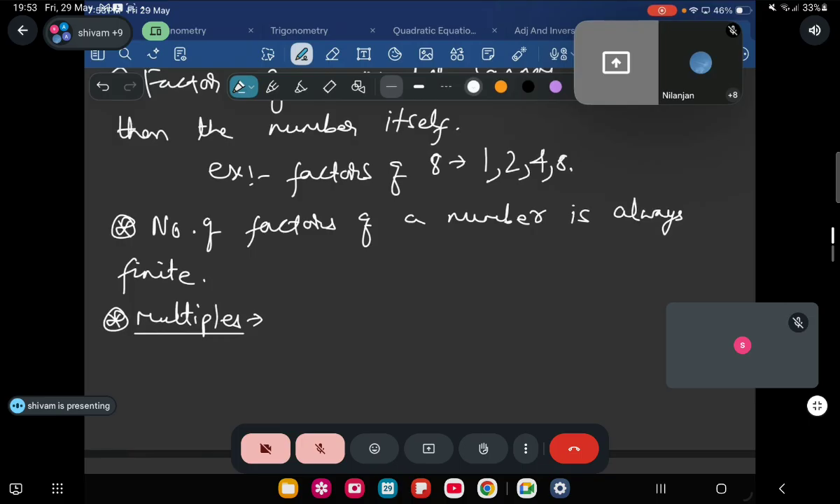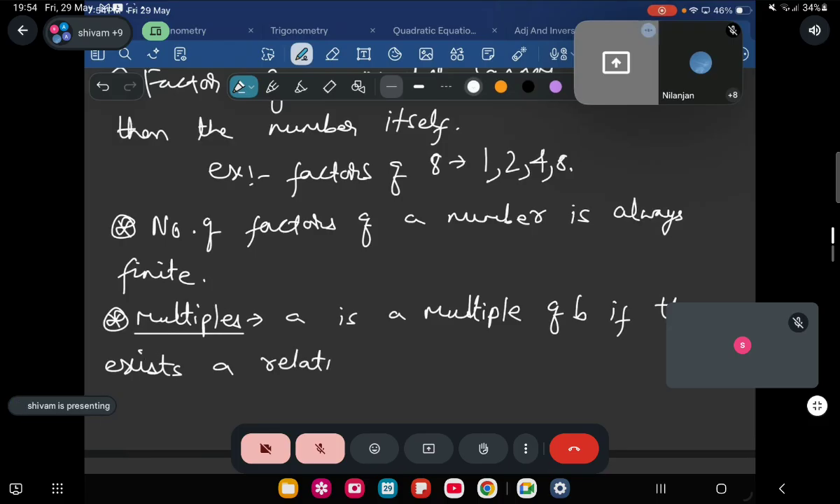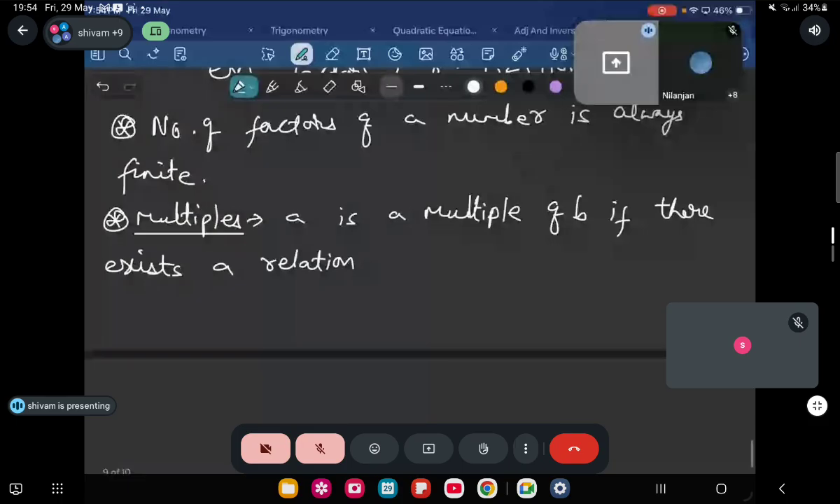Multiples. A is a multiple of B. When can we say A is a multiple of B? If there exists a relation such that B multiplied by N is equal to A.